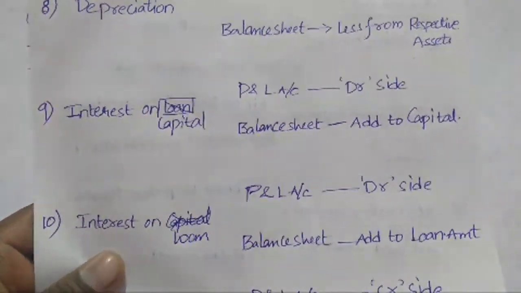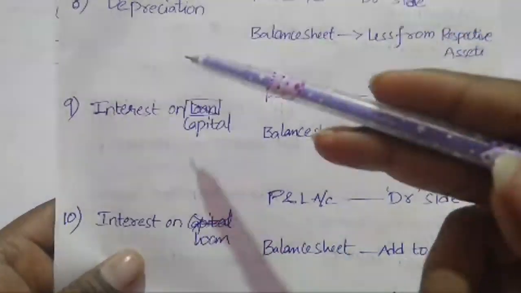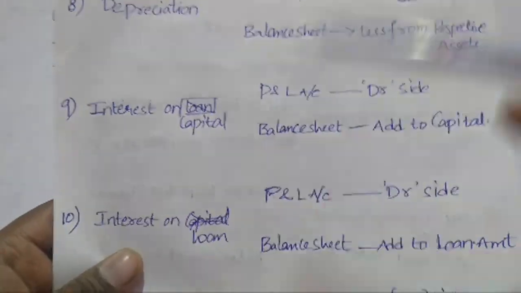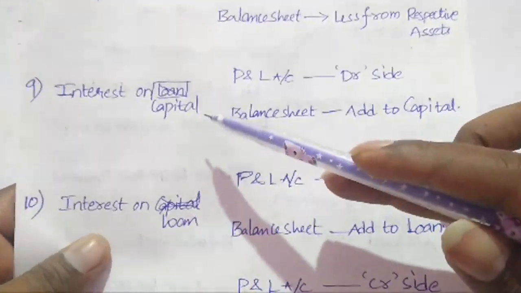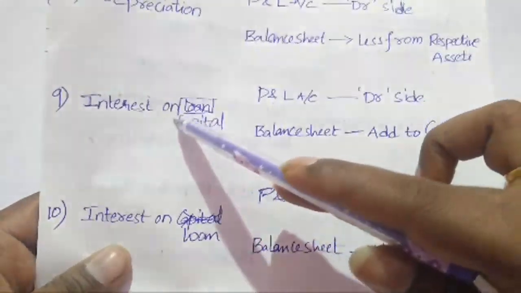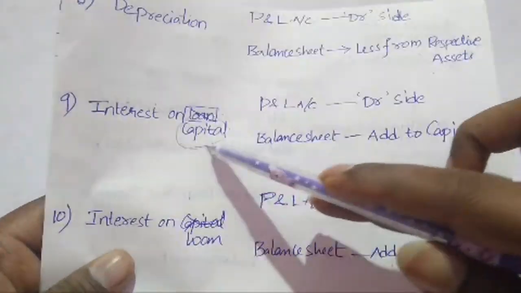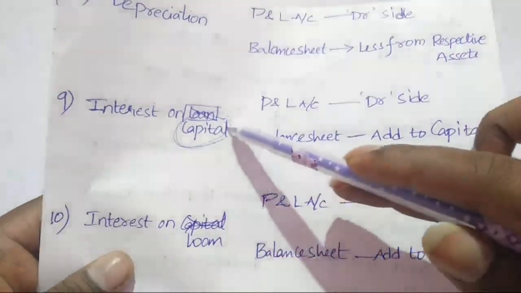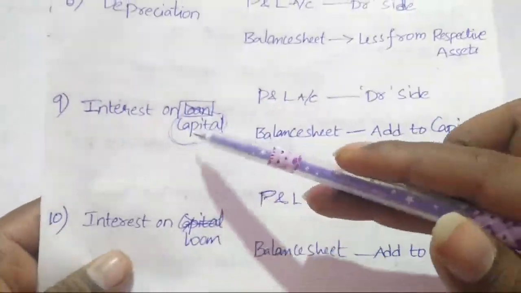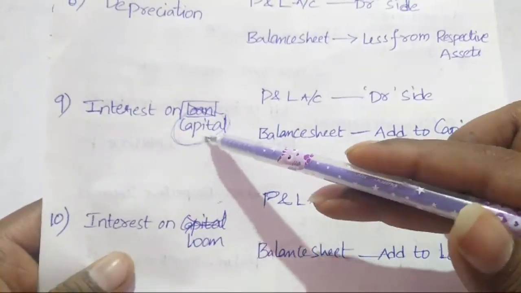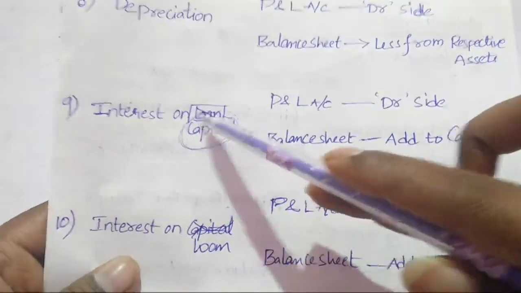Most important, interest on capital. Actually, I have to write capital, but I have written it as loan, so I have just struck it off. Interest on capital. Guys, already I have told you, capital as a liability, it is owner's equity, owner's investment in the business. So business has to repay not only capital but also some return on the capital apart from net profit. That return is called interest on capital.